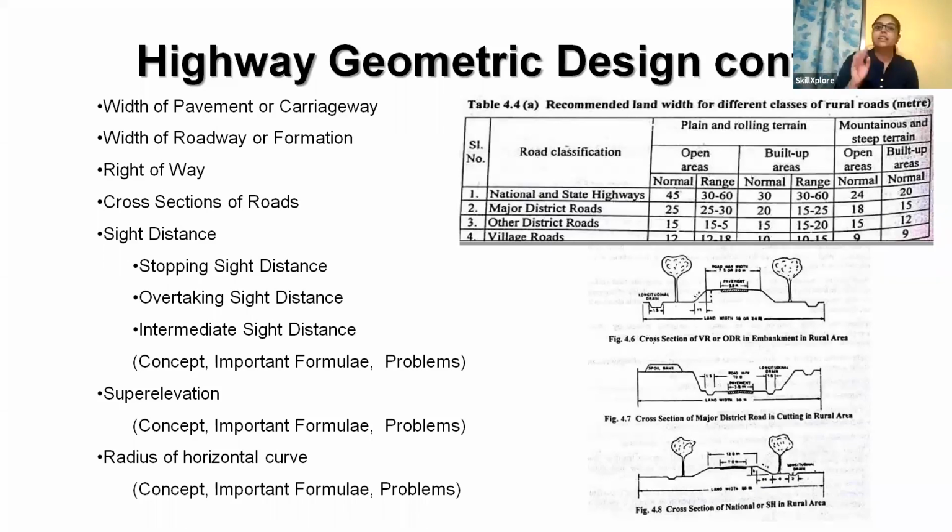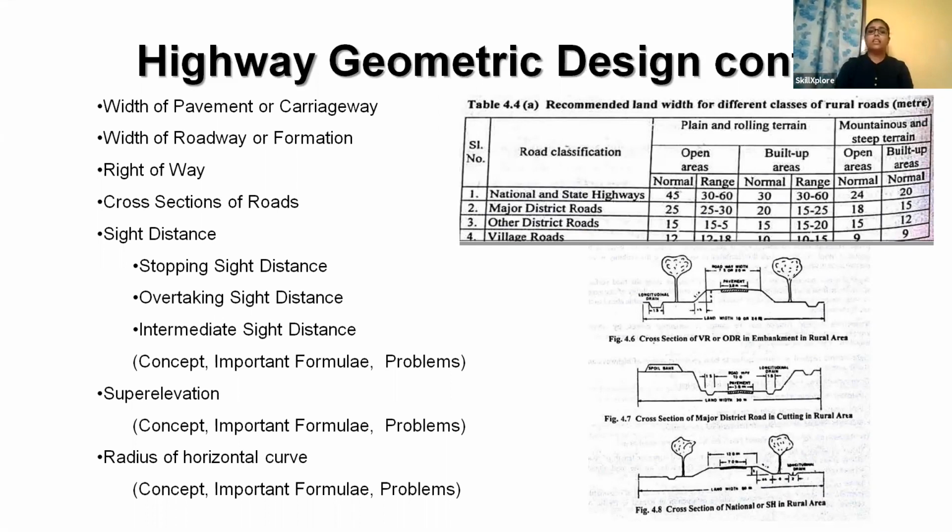What can be done to tackle this problem? For that, we can raise the outer edge of the pavement to some extent so that we can counteract this centrifugal force. And that raising is known as super elevation. So there will be a set of formulae for super elevation, and we have to study the concept, important formulae and problems in that area as well. Here also we can expect some repeated questions from super elevation.